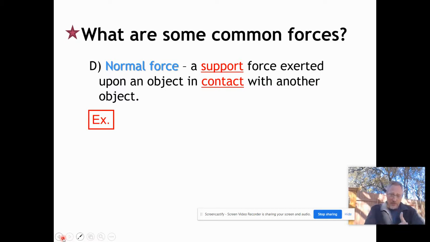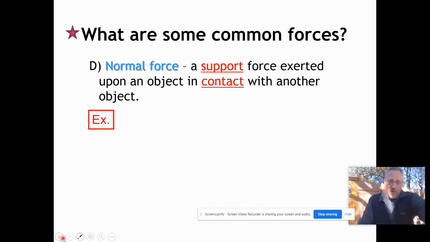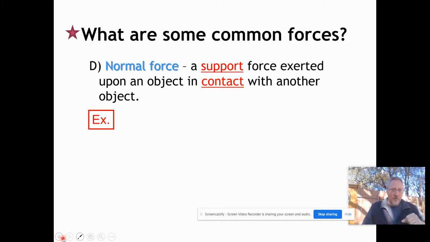You have friction that stops you, and then you also have the normal force that stops you, essentially. Normal force is a support force exerted upon an object in contact with another object. That's kind of weird. Whenever you are pushing against something, it actually pushes you back. When you stand on the ground with a certain amount of force, the ground is pushing back up on you with a certain amount of force. That's called the normal force.